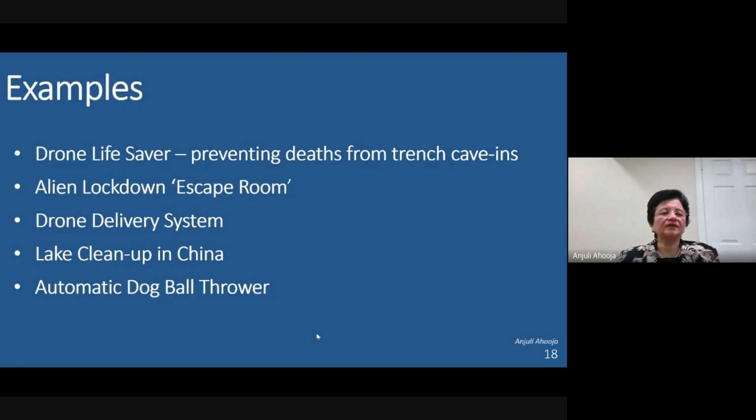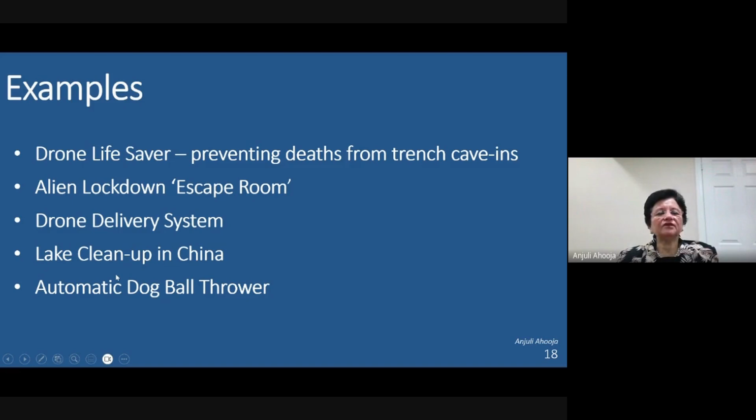Another one that was designed by the drone was the delivery system, and this drone was designed to carry stuff to places. If there are floodings and medicines have to be carried, then the drone can be programmed with the latitude, longitude, and with the GPS. It could actually reach that place and deliver whatever has to be delivered.